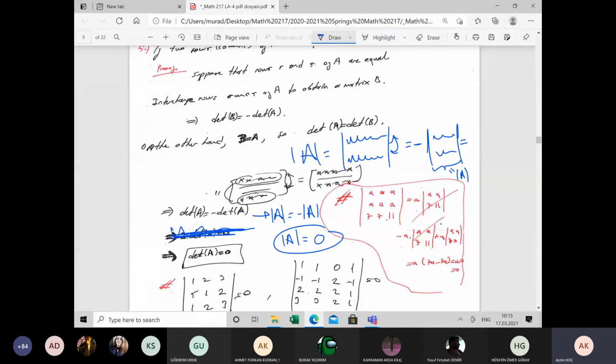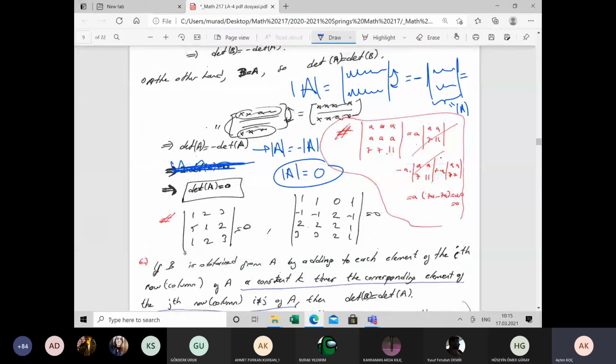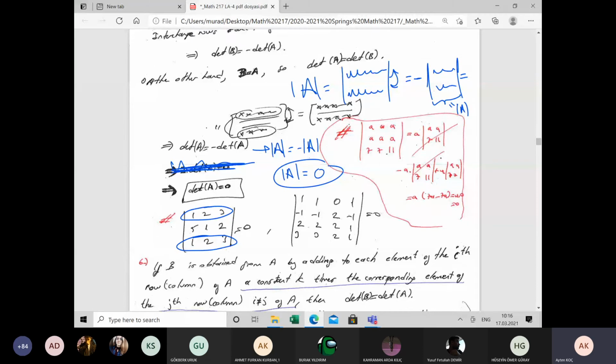For example, look at this example. This row is equal to this row, the same. So interchanging, we obtain minus the determinant, and so 0. Or look at this one, where this column is equal to this column, so this determinant is 0.